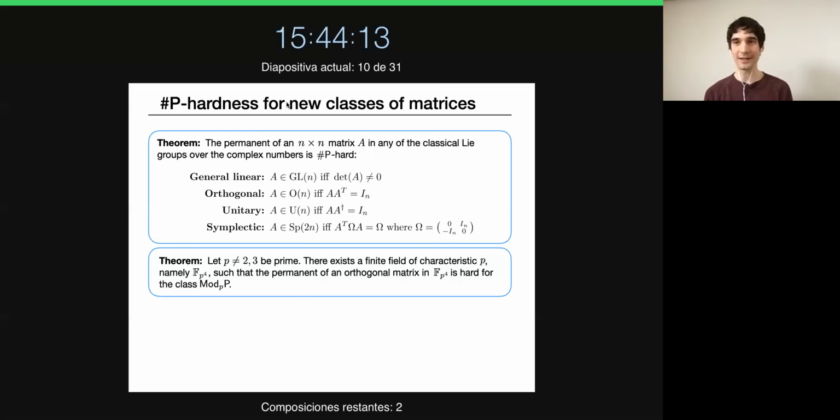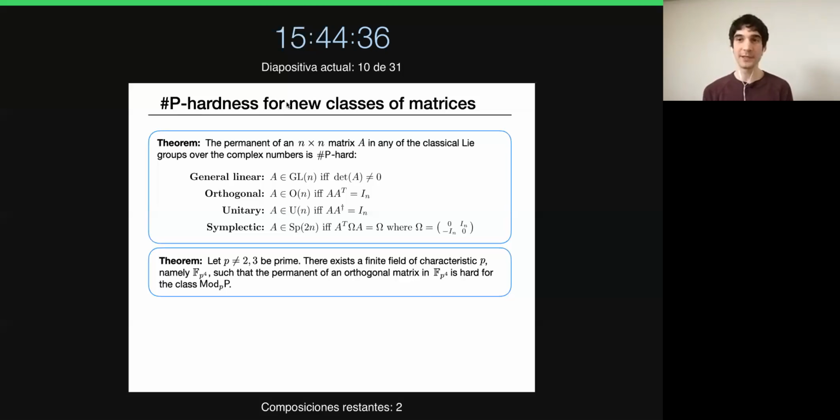You may not have seen this class before, but it's the direct analog of #P except mod p. For instance, the complete problem for #P is to count the number of solutions to a 3-SAT formula, whereas the complete problem for Mod_p P would be to count the number of solutions to a 3-SAT formula mod p, mod this prime.